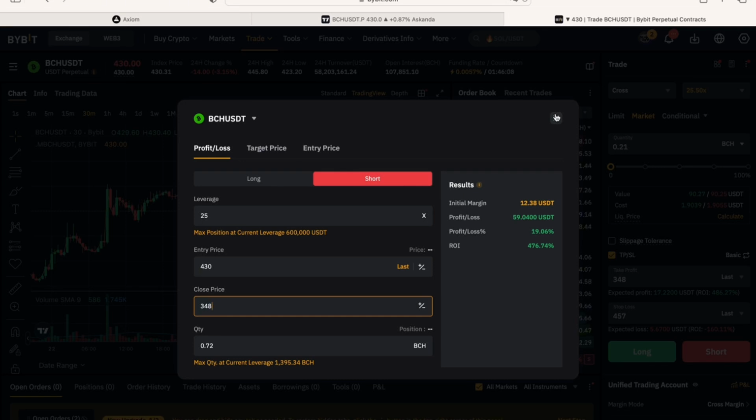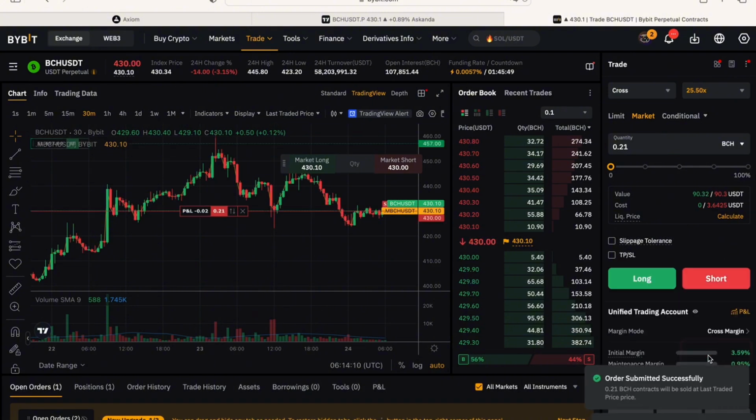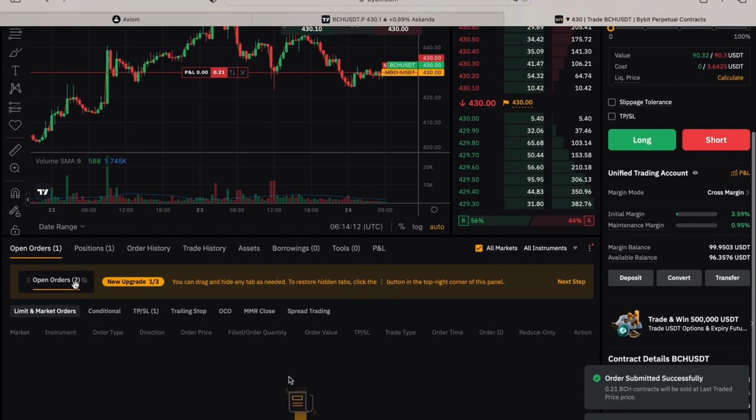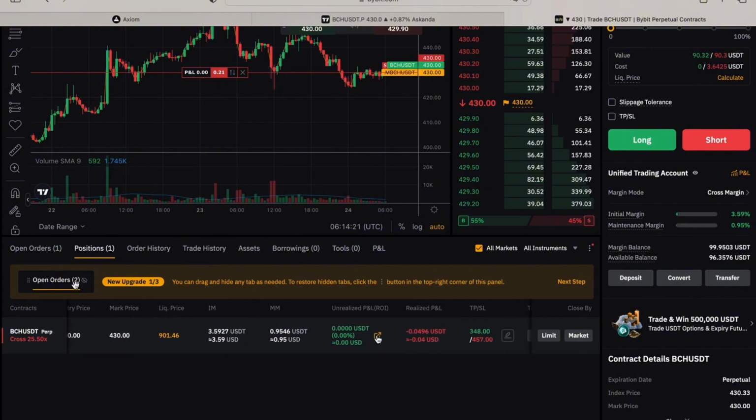So I already calculated. This is what I usually call the P&L calculator. So you enter the figures. If we are supposed to buy, we'll click on long, but because we are selling, we'll click on the short position. You can even calculate your target price and your entry price. Okay, now that you know this, then you click on short. So when I click on short, the trade will appear at the open orders section here. You see the open orders positions here. So the position shows the active trade. We have the P&L showing the unrealized profit.